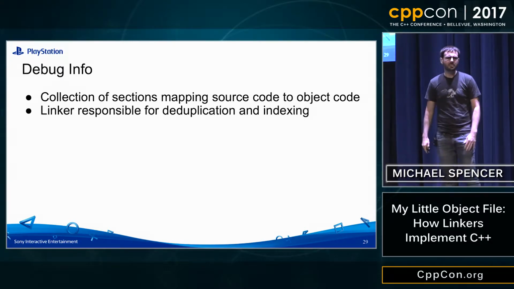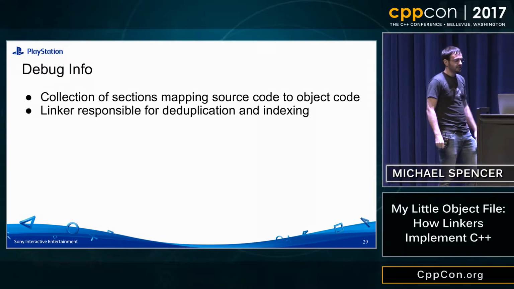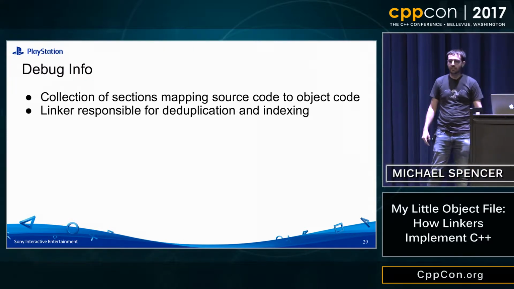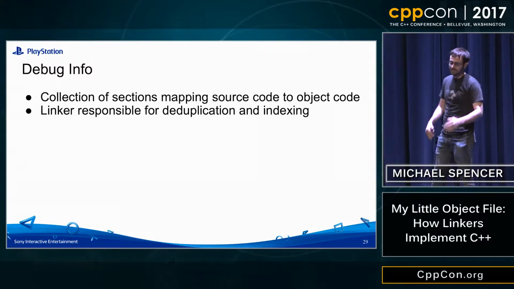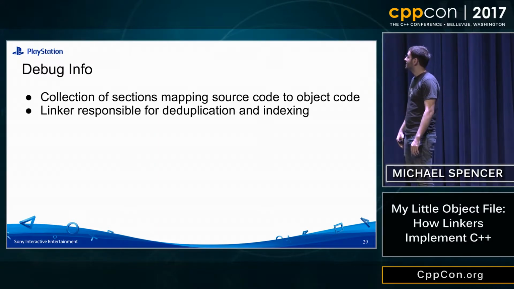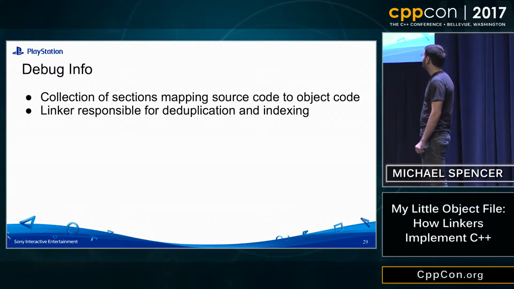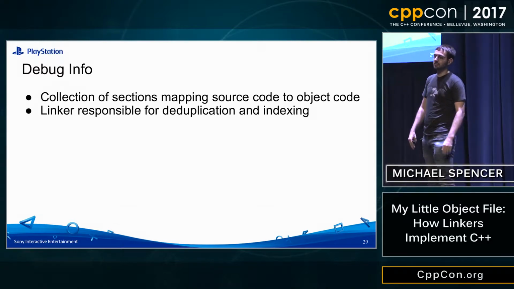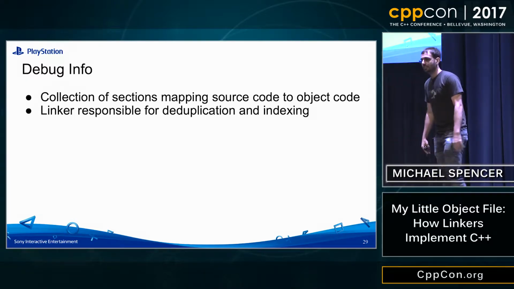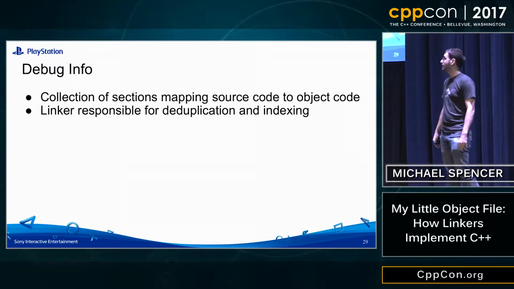And the way debug info works is that it's a collection of sections that are just mapping source code to object code. The compiler emits a ton of data, all your types, all your source ranges, and sticks them into these sections. And it's the linker's responsibility to deduplicate data and to provide any indexing to help the debugger. Now, this can slow down your linker, so there are generally options to either enable it or disable it. It's a trade-off between how often you're building versus how often you're starting your debugger.